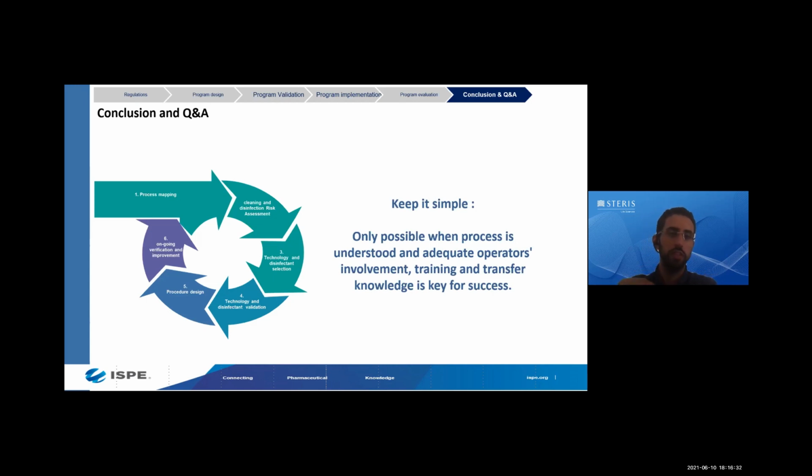Make sure you're involving your operators and the people who are performing those actions, and make sure you adequately transfer this knowledge to those persons. When you empower those persons, you get more controlled clean rooms and bioburden, but also more robust and more reproducible processes performed by your operators. So I think the key to success here for cleaning and disinfection is really about the knowledge of your processes, knowledge of the source of contamination, and also the transfer of knowledge to your operators.